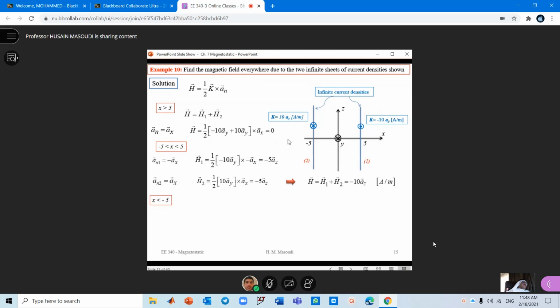But AN now is negative. If I measure here, AN for both of them is minus AX, and this is also minus AX. So both of them will give us minus AX, so H is going to be 0. Meaning that, if we look into the physics of this, the total is going to be 0 outside, and it will add up inside.